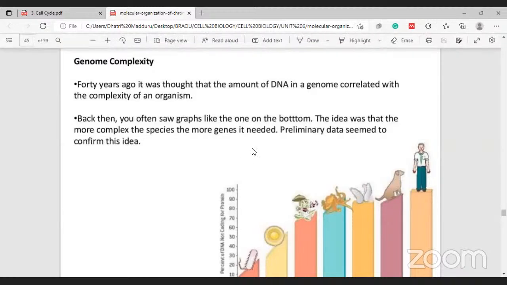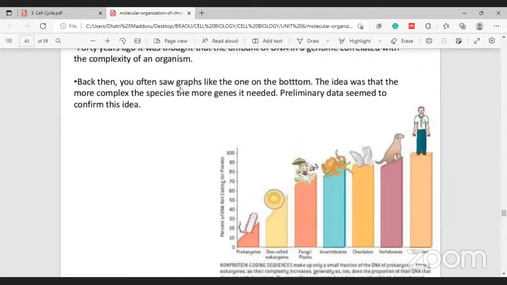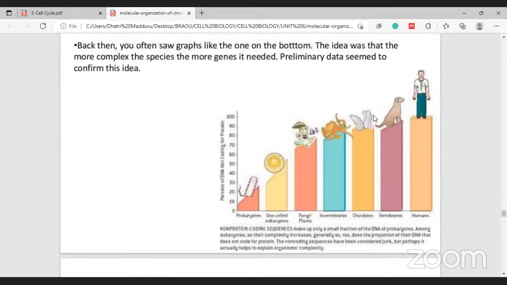So this was the graph which they had shown at that point of time. So it appeared like this. The prokaryote, like bacteria, has less complex DNA than one-celled eukaryotes, then fungi, invertebrates, chordates, vertebrates, and then human beings. Human beings have highly complex DNA.